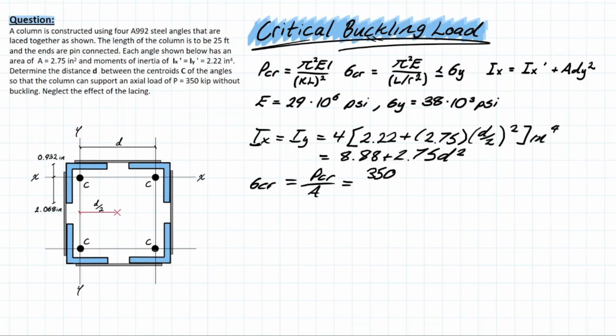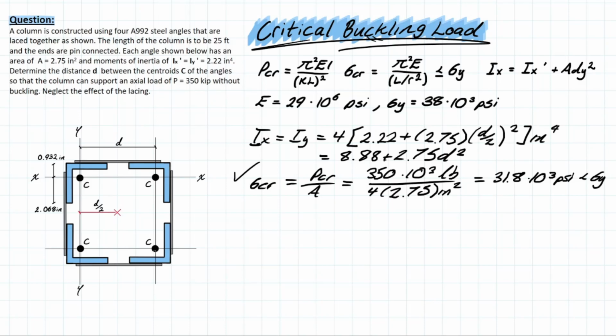We have 350 times 10 to the 3 pounds over the total area. So we have 4 angles, so 4 times 2.75 inches squared. Solving for that, you'll be left with 31.8 times 10 to the 3 psi, which is less than the yield stress up here, 38 times 10 to the 3 psi. So that's good. That means we can move on to the final part of the problem, which is simply back solving for this d value in the I of this formula.